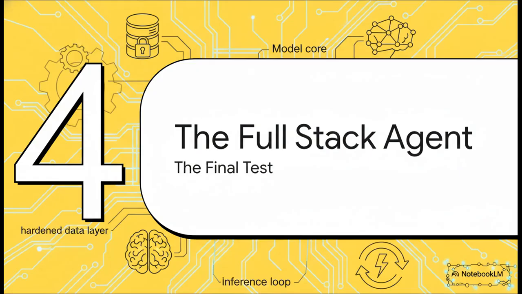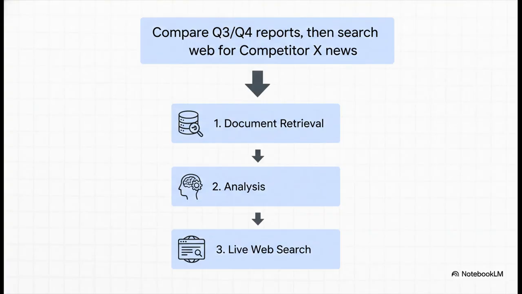Okay, let's do this. The moment of truth. We have hardened our data layer, we've wired up our model core, and we've made our inference loop resilient. It is time to see our full-stack agent in action. We're going to give it a complex task that needs every single one of these components to work together seamlessly. Here is the challenge. And notice this is not a simple question. This is a complex, multi-step task.